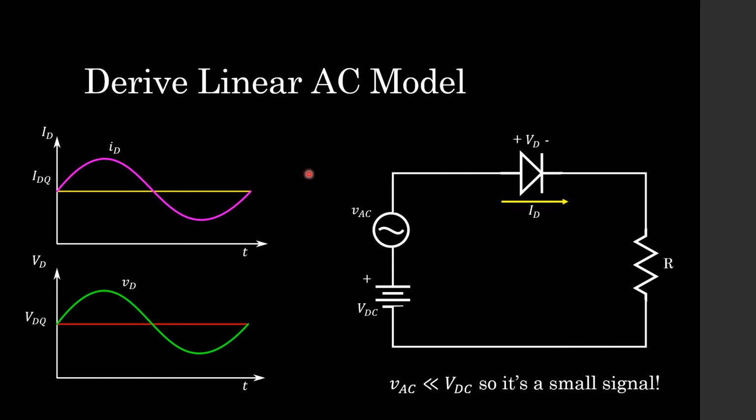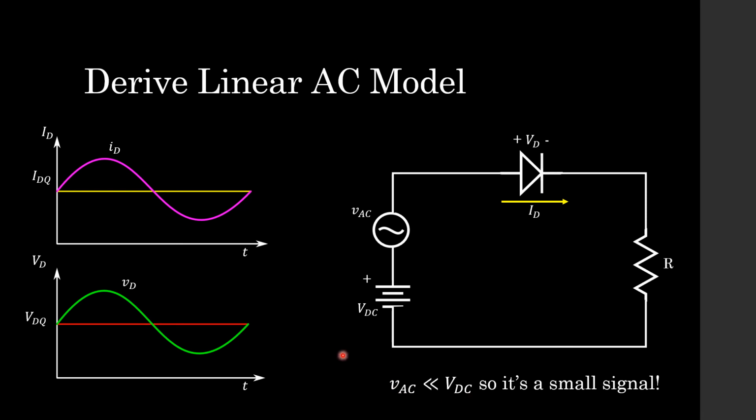So students, in this next part of the lecture, we're going to derive a linear AC model. And looking at the circuit that we have here, we have a DC source and an AC source connected with a diode in series with a resistor. Now it's important to note that this AC source is superimposed onto this DC source, and also that the AC source is much less than the DC. So we call it a small signal.